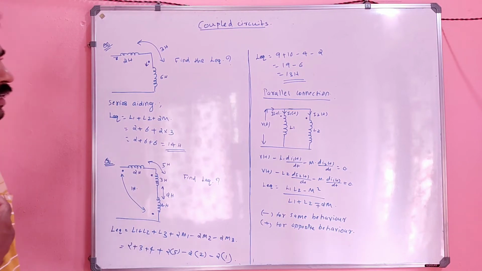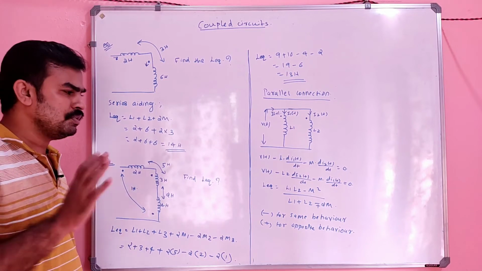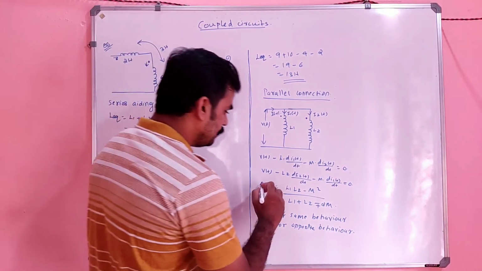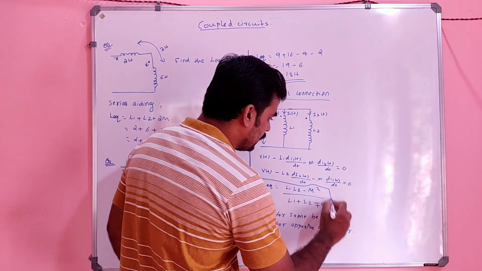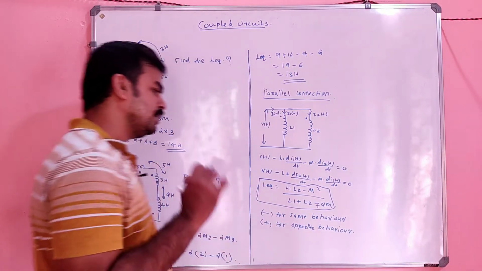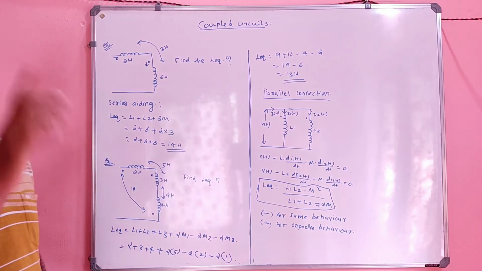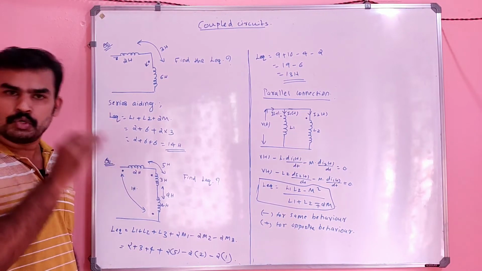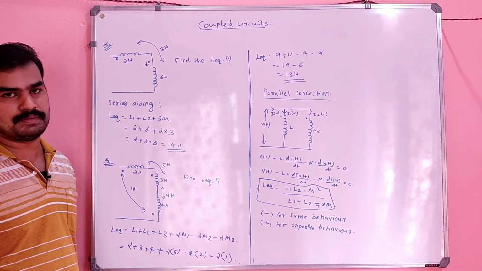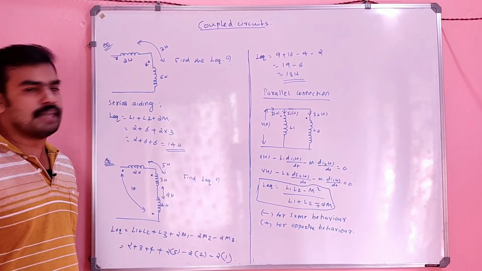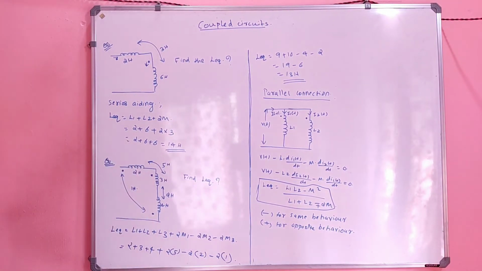Is it clear? So you just need this equation. You don't need the derivation, how it was obtained. We just need the equation L1 L2 minus M square divided by L1 plus L2 minus or plus 2M, the sign as applicable. That's all we need. Okay? Is it clear?